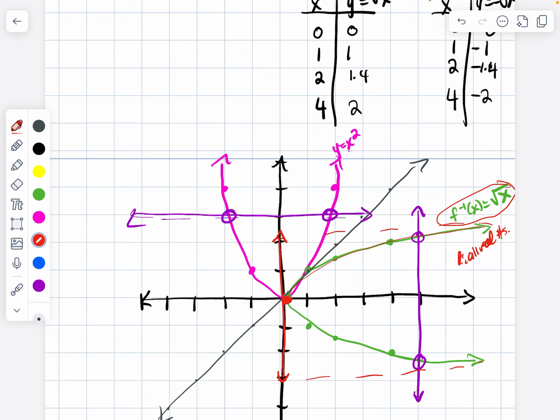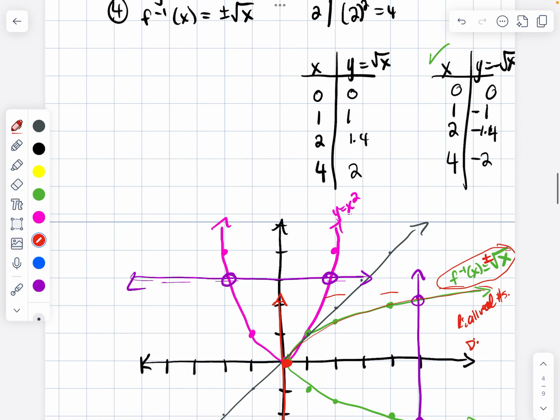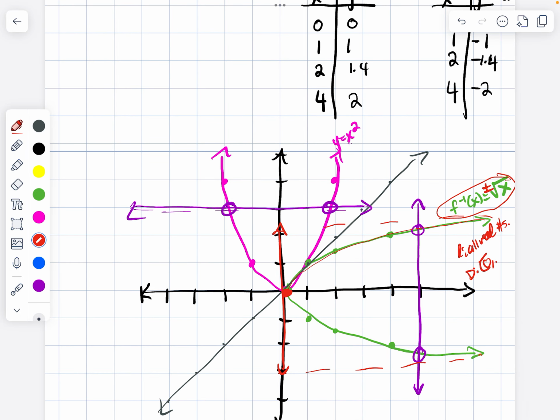But let me make sure I'm right about that. Oh, this is plus or minus. Okay, so our range will be all real numbers for plus or minus the square root of x. But when we look at our domain, it goes from 0 to infinity because we can't take the square root of a negative number. All right, I'm glad we went through that.